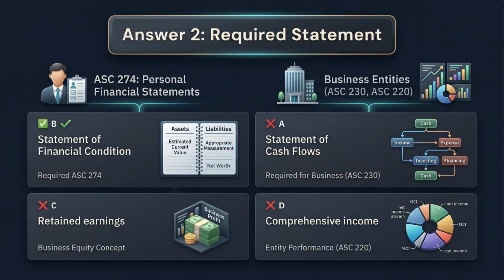The correct answer is B, the statement of financial condition. It presents assets, liabilities, and net worth at a specific date. Option A is wrong because a statement of cash flows is not required under ASC 274. Option C is wrong because retained earnings is business equity language, not personal net worth language. Option D is wrong because comprehensive income belongs to entity level performance reporting, not the required ASC 274 statement.